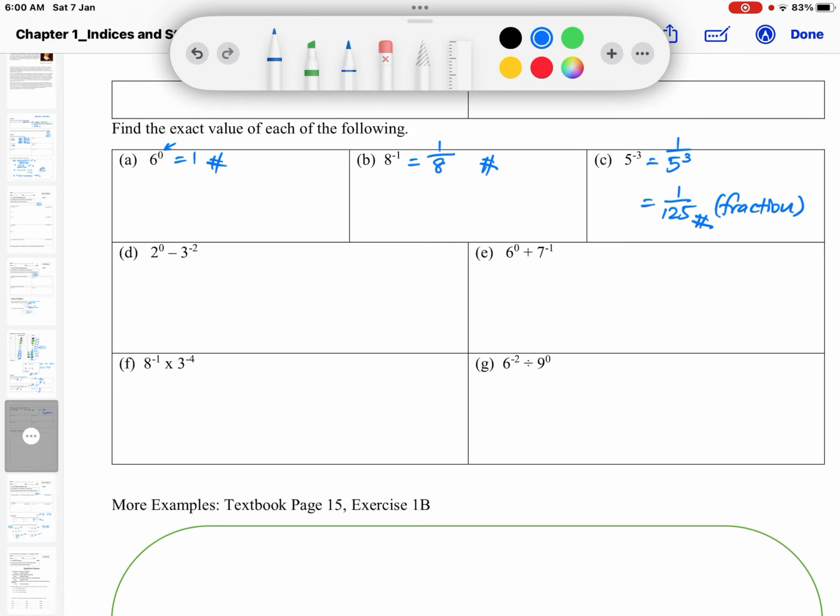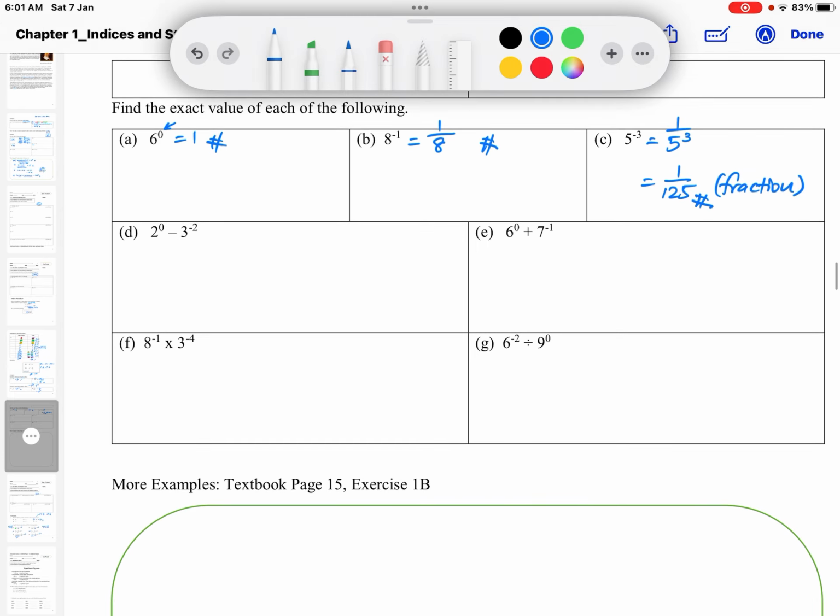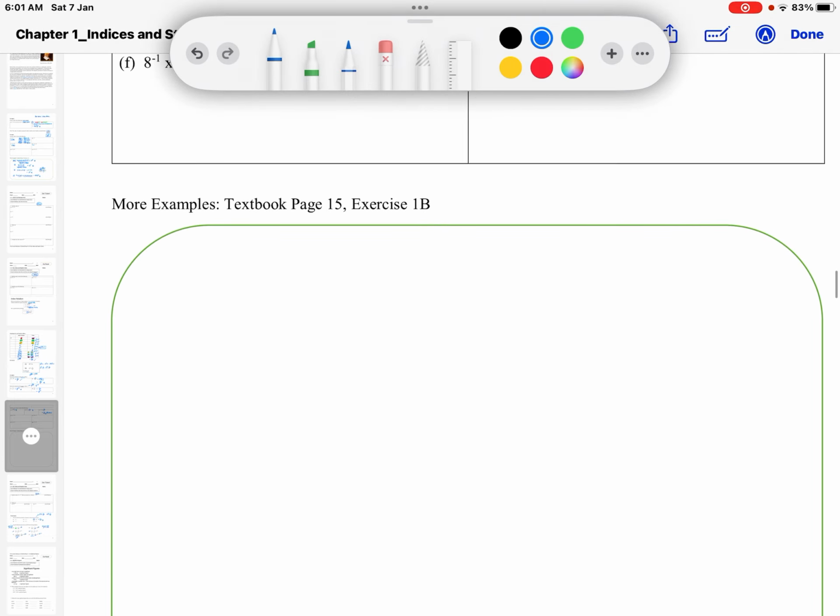Now for the next part, I would like to go on to more examples. Textbook page 15, exercise 1b. But please do not proceed until you have finished your D, E, F, and G. If you need time, just pause the video and continue to watch in a short while. Now for the next part, I would like to go on to some questions over here.